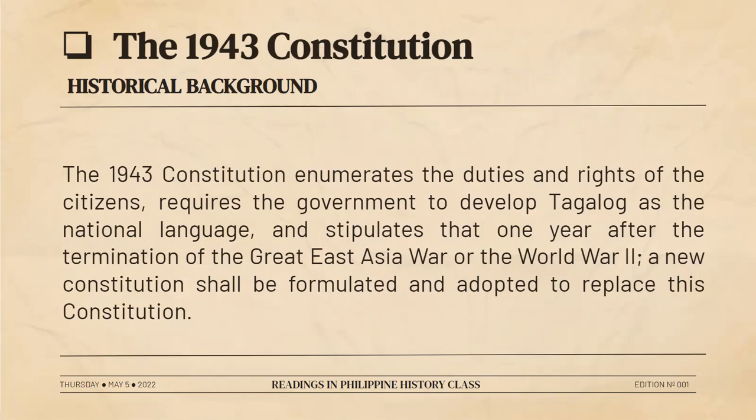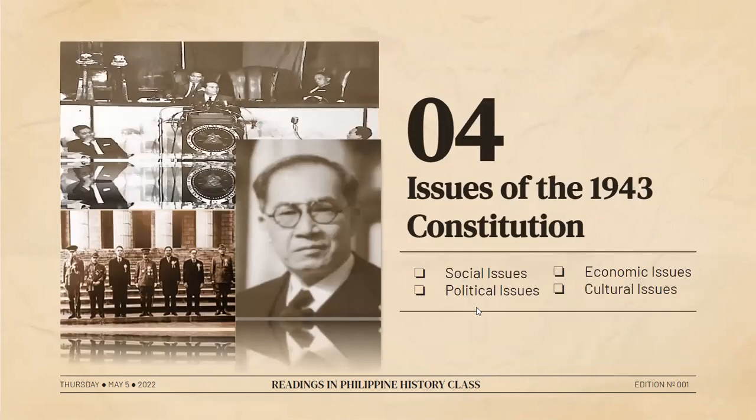The judicial power is exercised by the Supreme Court, whose justices, together with judges of lower courts, are to be appointed by the president. So that is the historical background of the 1943 Constitution. And now let's tackle the issues.